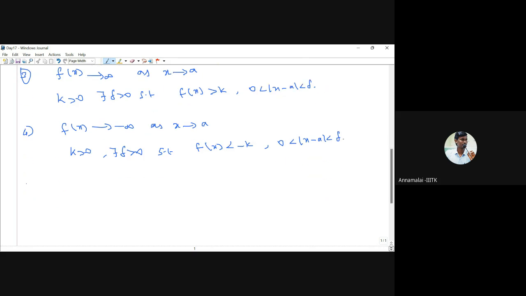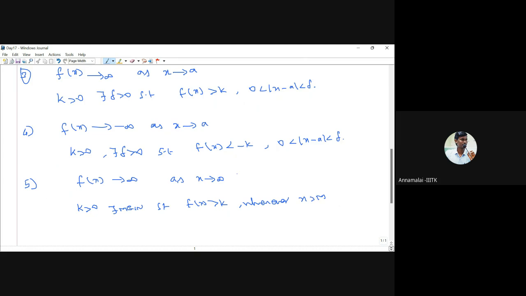So next definition, when we say f of x approaches infinity as x approaches infinity, simply saying the limit as x goes to infinity of f of x is infinity. What is the definition again? If you take any k greater than 0, there is a positive number m in N such that f of x is greater than k whenever x is greater than m, because both f of x and x are very near to infinity.